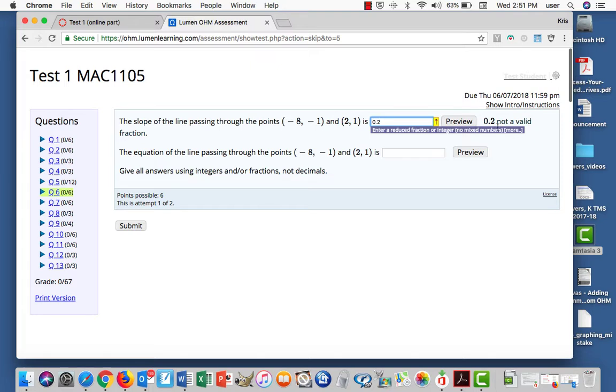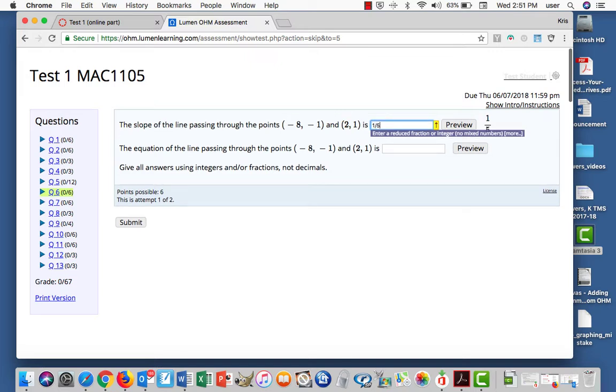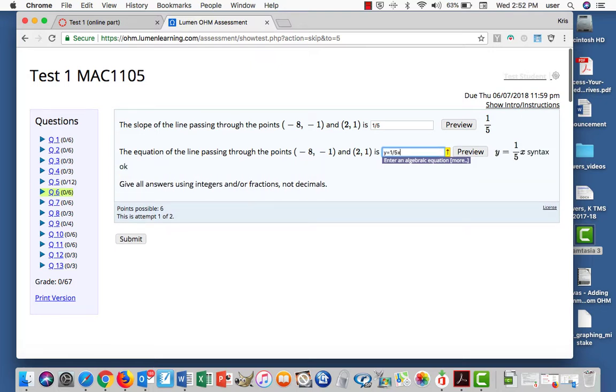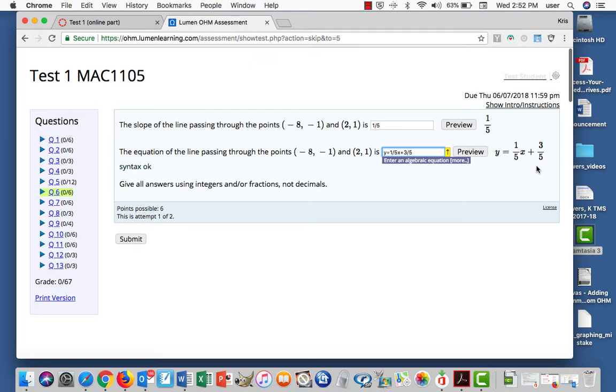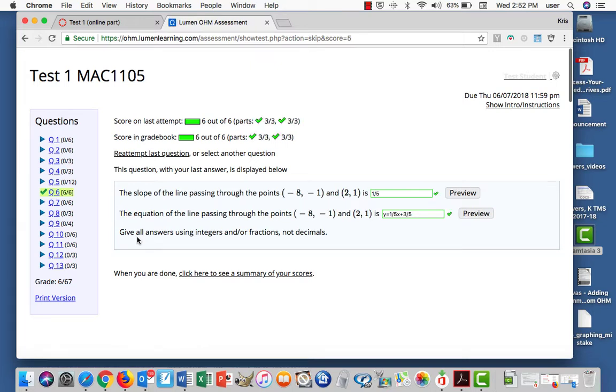slope of this line. Notice it told me right away that 0.2 is not valid, so if I'm paying attention to the preview over there, which is a good idea, then some mistakes will be caught by paying attention to what the system is showing you over here. So that was 1/5, and then I'm going to fill in the answer for this one. And I would want to check it over here and make sure it looks correct before submitting it. Okay, so I got that one right.